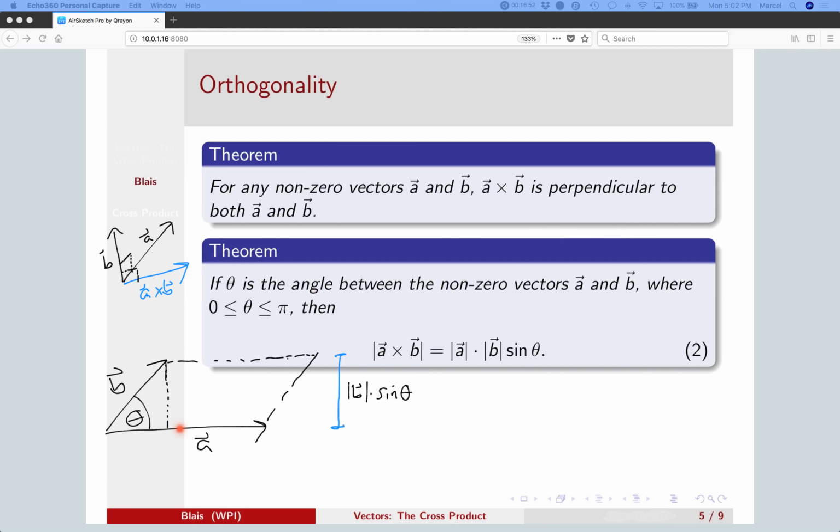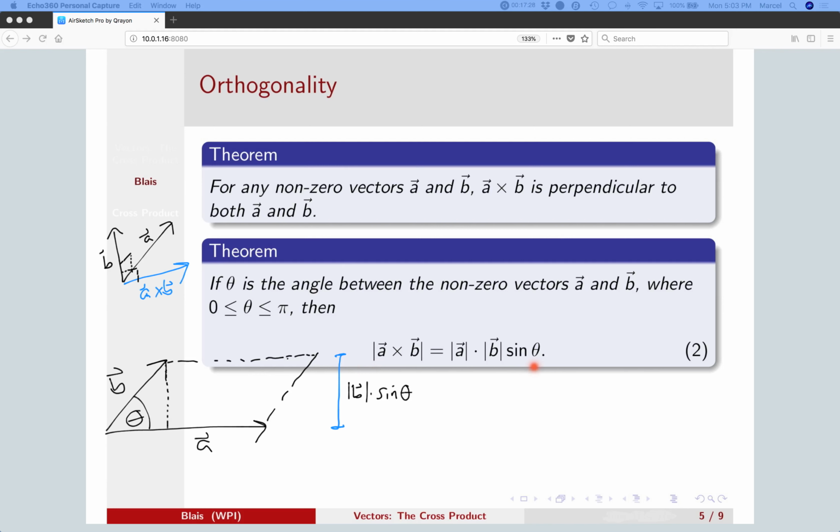So the area of this parallelogram is the length of this base, which is A, times the height, which is B, the length of B times sine of theta. And it turns out that, again, this right-hand side is equal to the length of the cross product. You have to recognize that this is saying take the magnitude of the vector A cross B. So this often comes up in area computations.